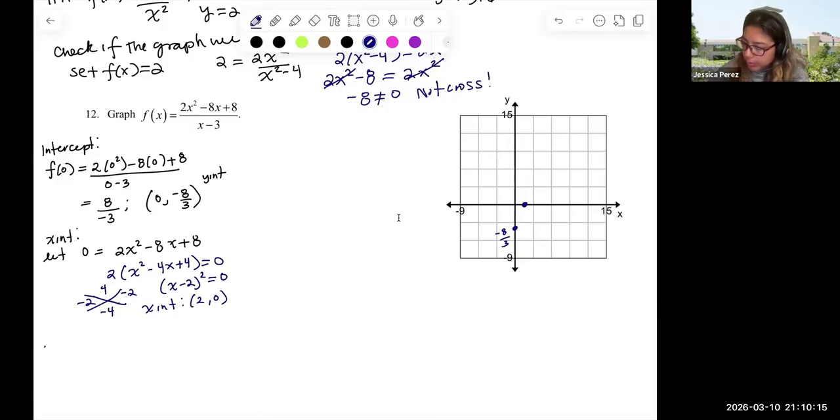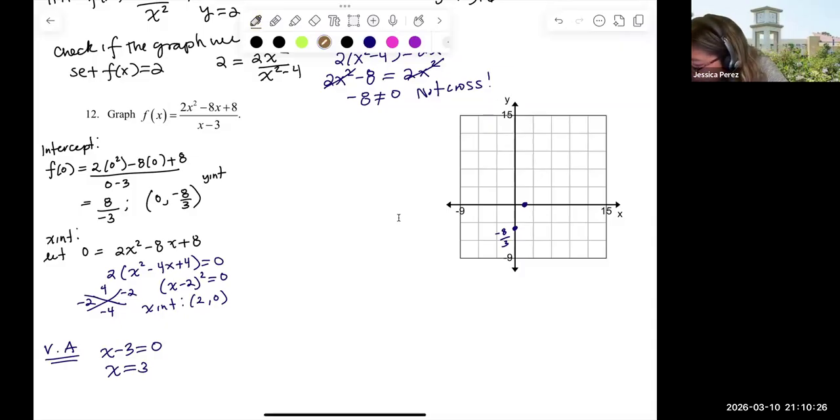Now we will say, okay, what are the vertical asymptotes? So x minus 3, set this equal to 0. I get x equals 3. That's my vertical asymptote at x equals 3. So at x equals 3, I will have my first vertical asymptote.